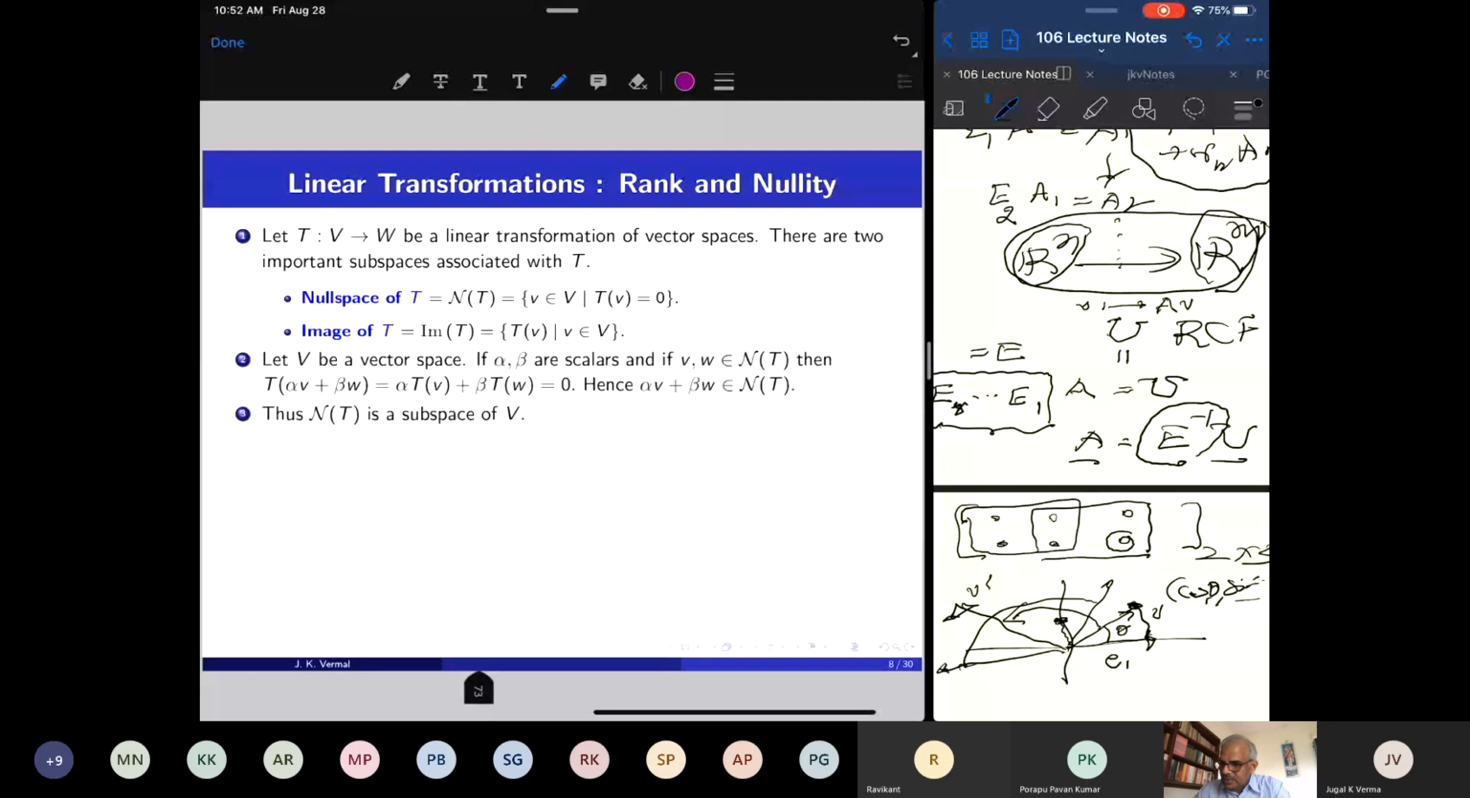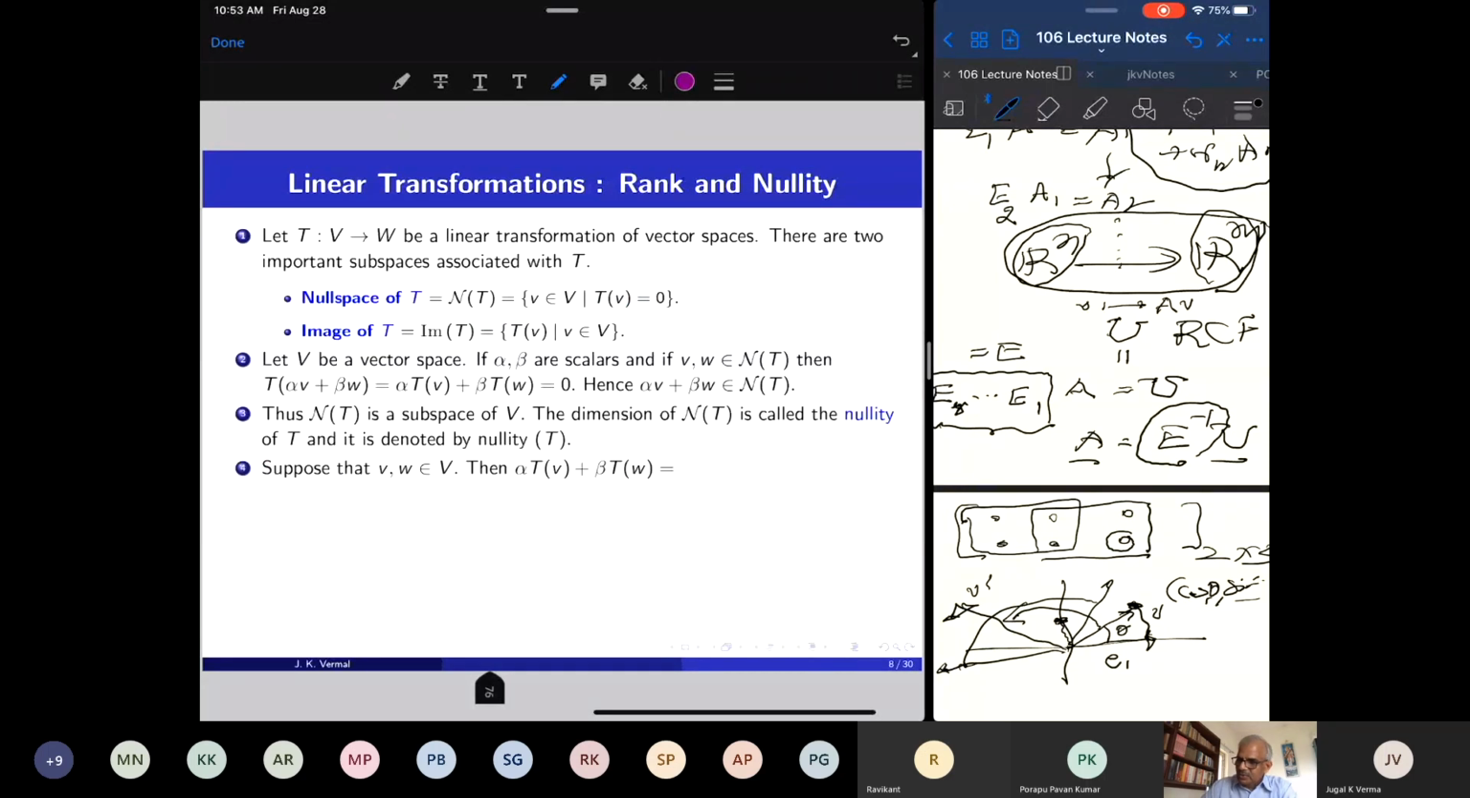The null space is a subspace of V, and its dimension is called the nullity. This is just copying the definition of nullity of a matrix. The nullity of a matrix is the dimension of the null space. The null space consists of vectors so that AV equals 0. And now we are replacing this by vectors so that TV is 0. The null space of T is a subspace of V, and its dimension is called the nullity of T.